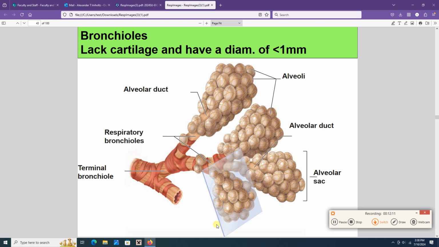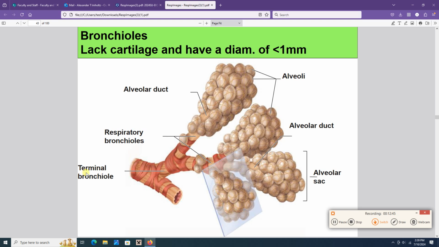Now, as we said a moment ago, bronchioles are going to lack cartilage. Generally, they have a diameter of less than a millimeter. So, there are two named bronchioles that we're interested in. Respiratory bronchioles are bronchioles with some scattered alveoli. A terminal bronchiole is the last bronchiole without alveoli.